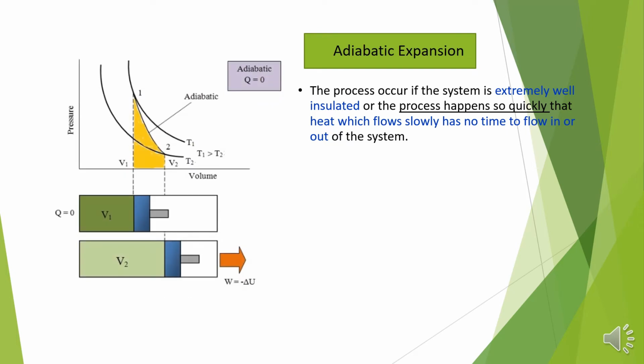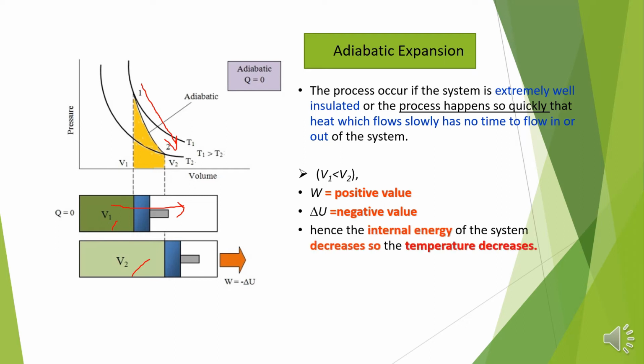Let's analyze this diagram. Expansion happens from point 1 to point 2. From V1, it will expand to V2 in this way, so from small to big volume. So V1 is less than V2. Since the system does the work, W is positive, but delta U is negative. The internal energy of the system decreases, so the temperature also decreases.